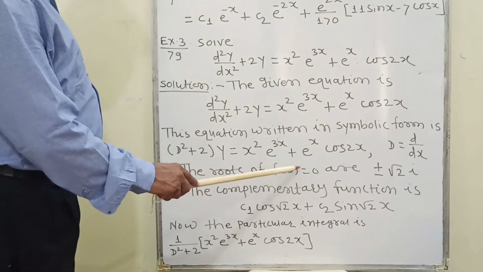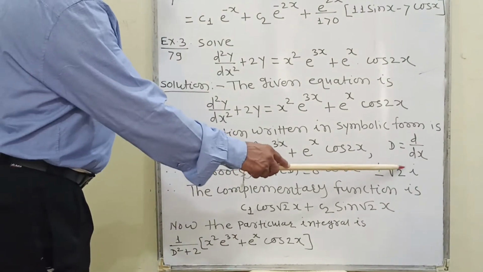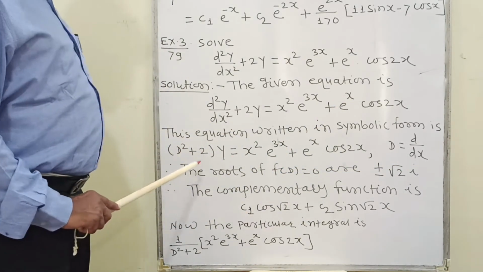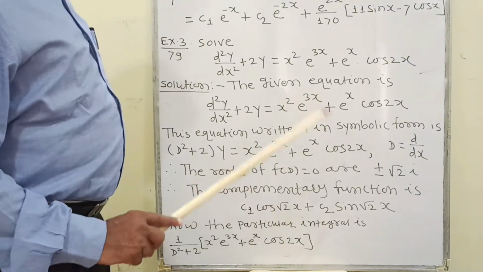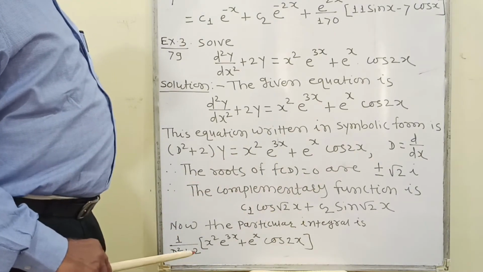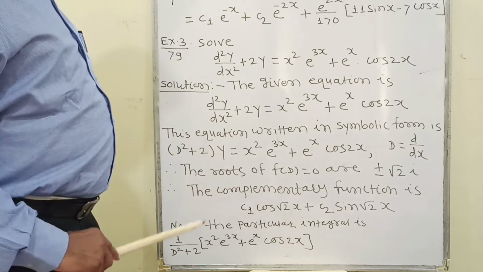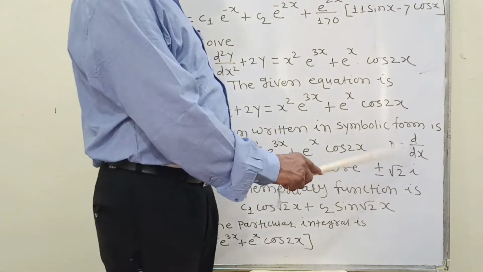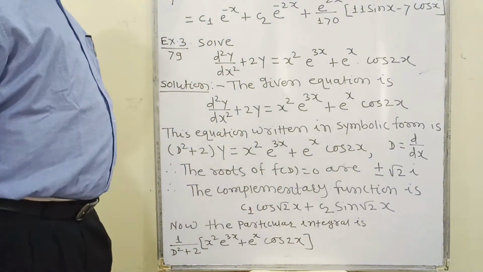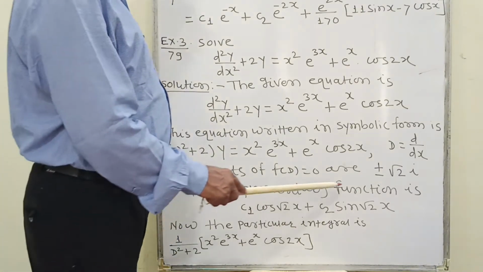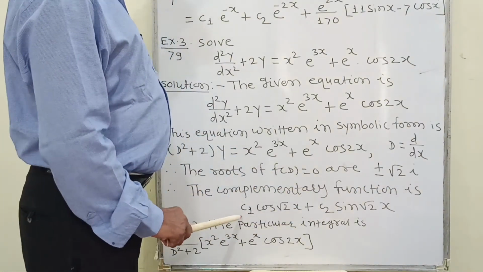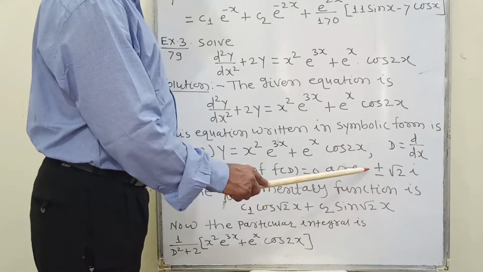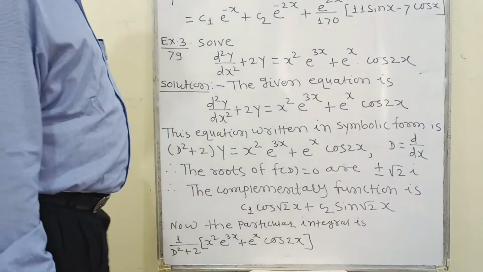Hence, the roots of f of D equal to 0 are plus minus i under root 2, because the auxiliary equation of this equation is m square plus 2, which is equal to 0. M square is equal to minus 2, M square is equal to (under root 2 i) whole square, M is equal to plus minus i under root 2. So imaginary roots occur. Hence, the complementary function is c1 cos under root 2 x plus c2 sin under root 2 x, because alpha is 0 and beta is under root 2.